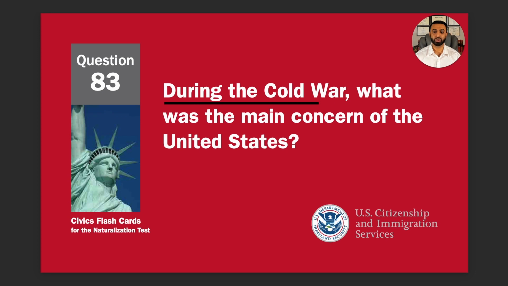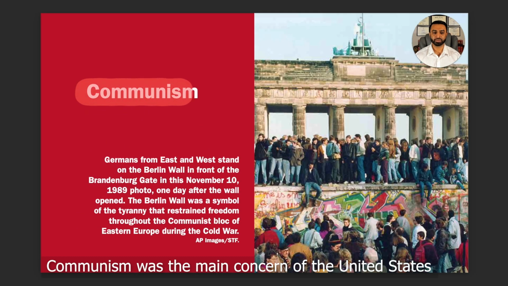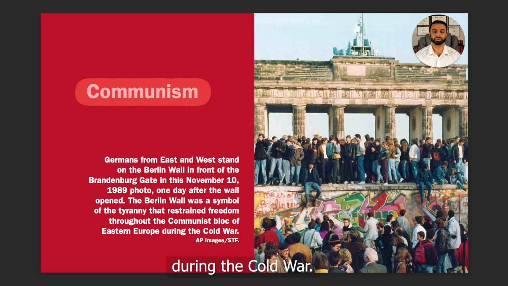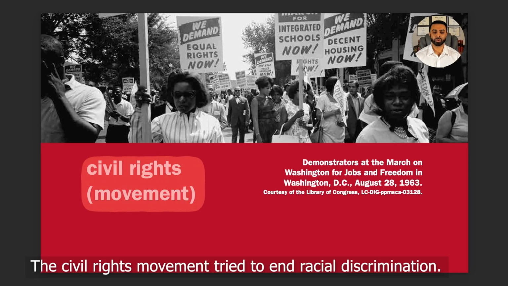During the Cold War, what was the main concern of the United States? Communism was the main concern of the United States during the Cold War. What movement tried to end racial discrimination? The Civil Rights Movement tried to end racial discrimination.